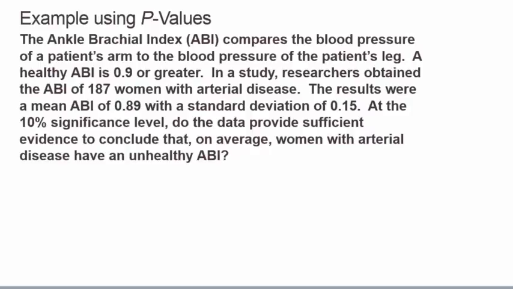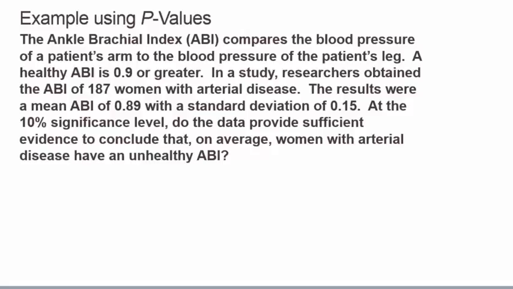Example using p-values. The ankle brachial index, ABI, compares the blood pressure of a patient's arm to the blood pressure of the patient's leg. A healthy ABI is 0.9 or greater. In a study, researchers obtained the ABI of 187 women with arterial disease. The results were a mean ABI of 0.89 with a standard deviation of 0.15.